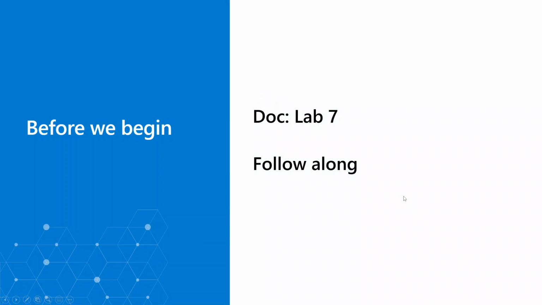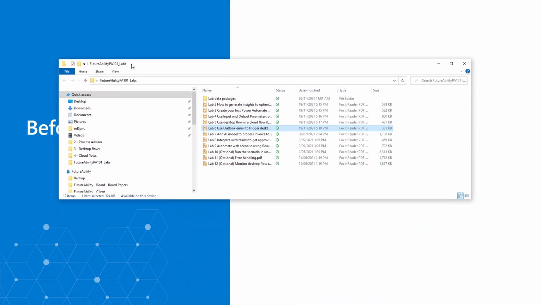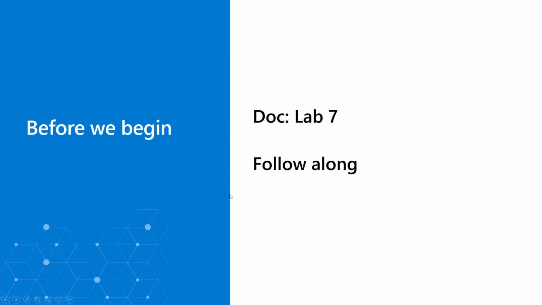Some prerequisites. This is lab number 7. So do make sure that you have access to the documents that were in the zip file as part of the setup. This is lab number 7 that we're going to go through. And we're going to need these lab data packages as well for training our model later on. Do follow along with this one.